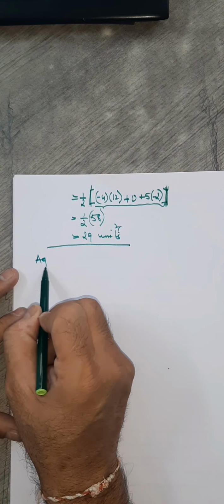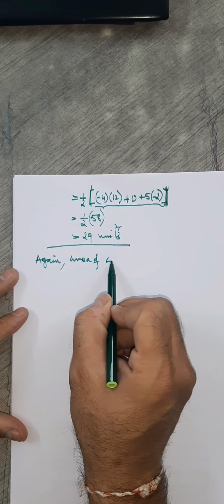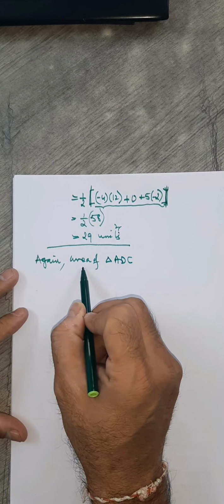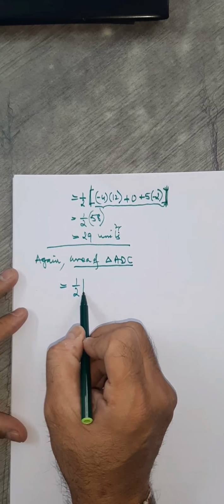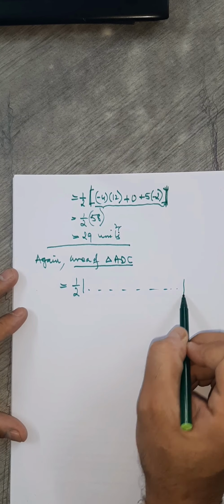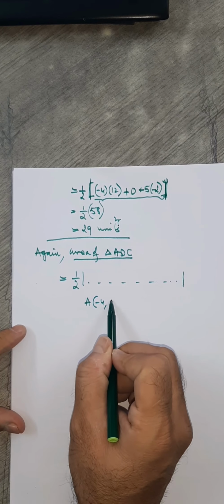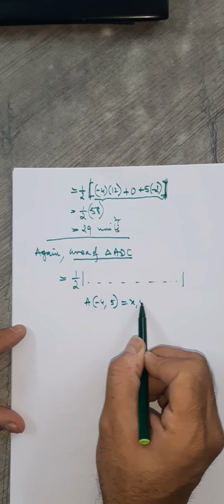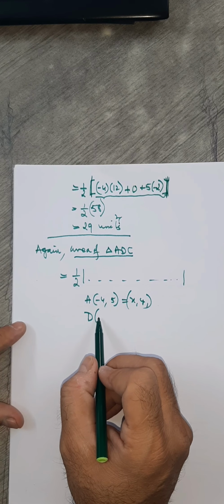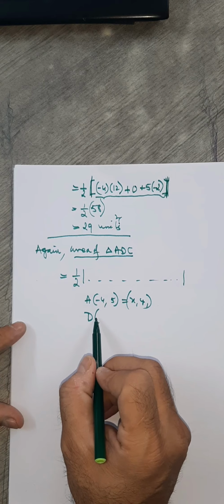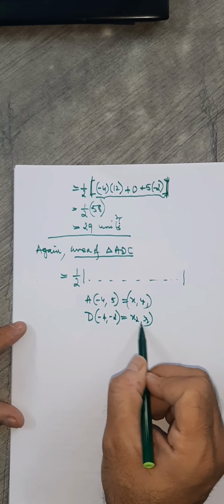Now again we'll go for the area of which triangle? Again the area of triangle ADC. Again you have the half formula. Now here A, what was A? It was minus 4 comma 5. That is x1 y1 here. D is your x2 y2. What is D here? D is nothing but minus 4 comma minus 2.